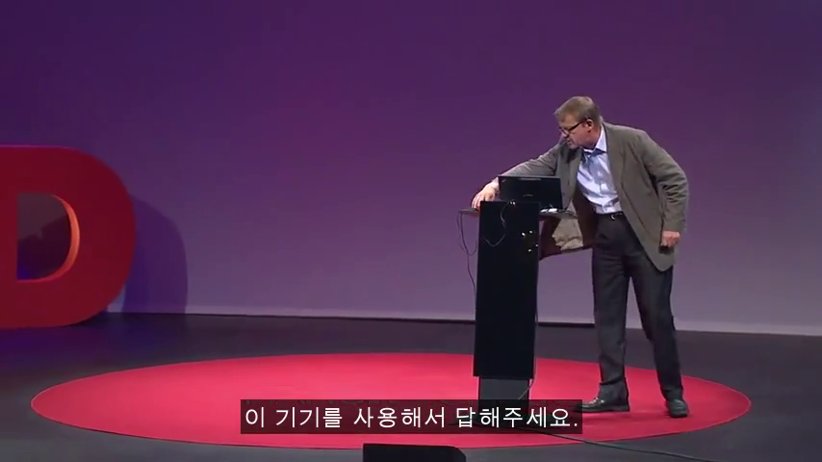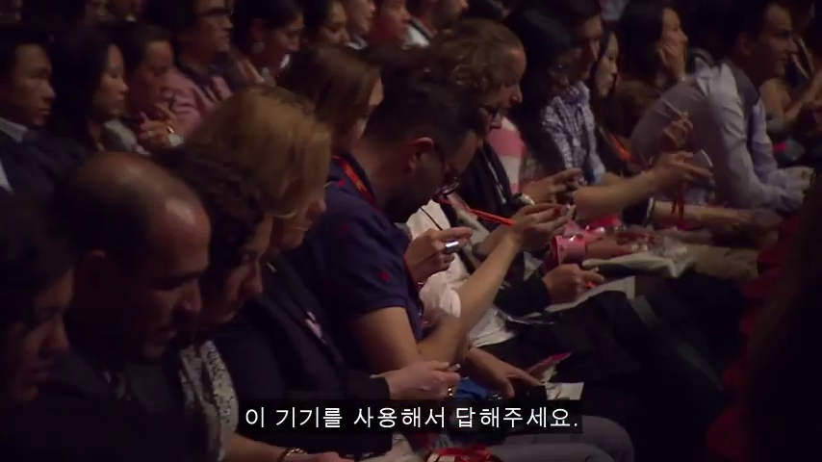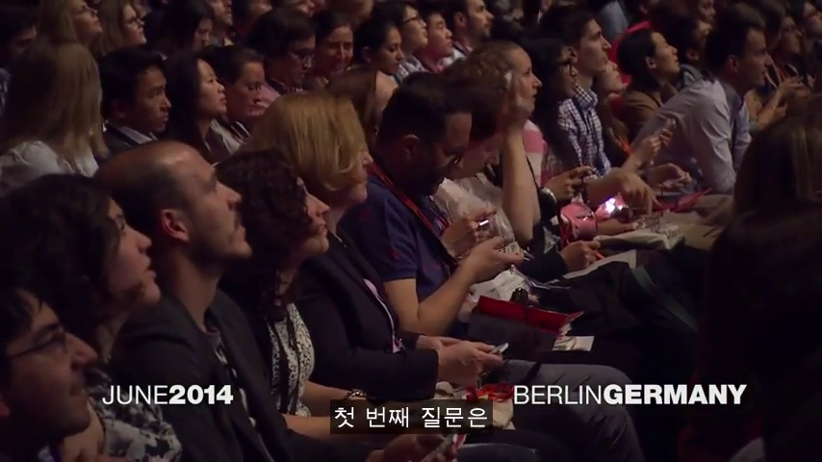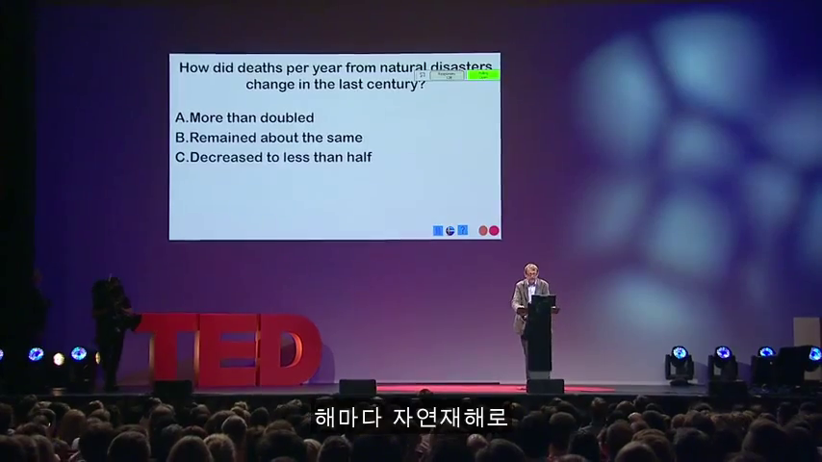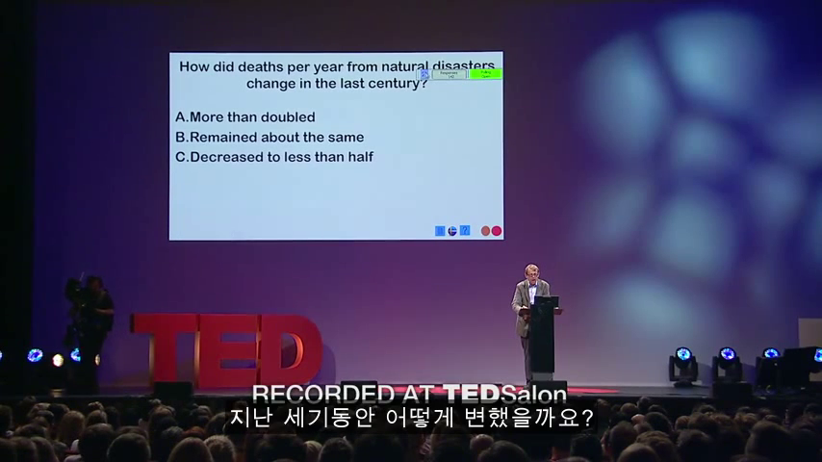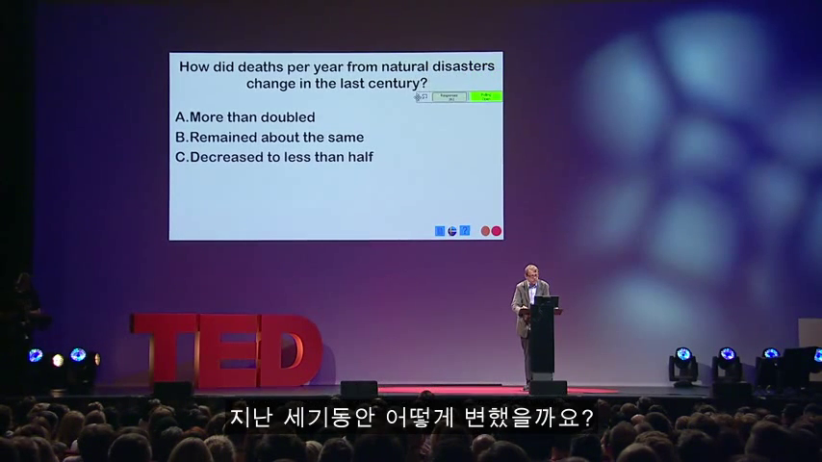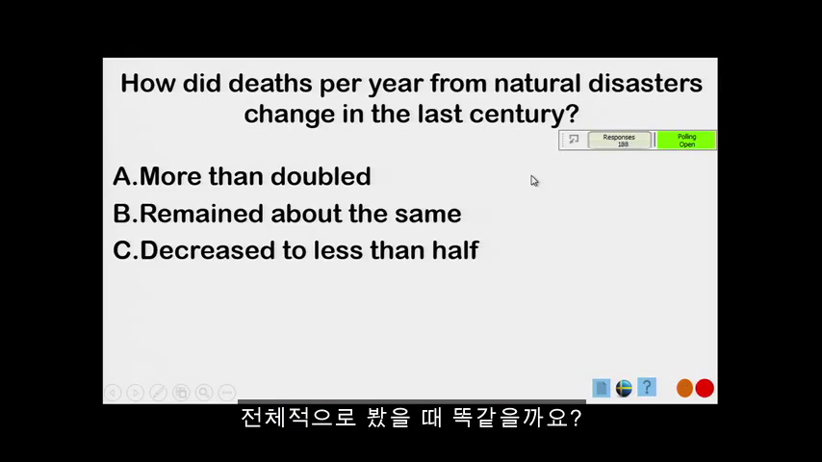to ask you 3 multiple choice questions. Use this device to answer. The first question is, how did the number of deaths per year from natural disaster change during the last century? Did it more than double? Did it remain about the same in the world as a whole, or did it decrease to less than half? Please answer, A, B, or C.